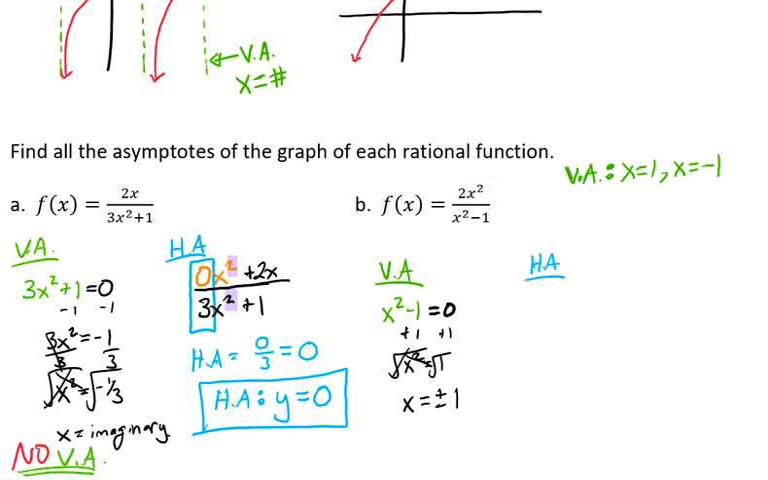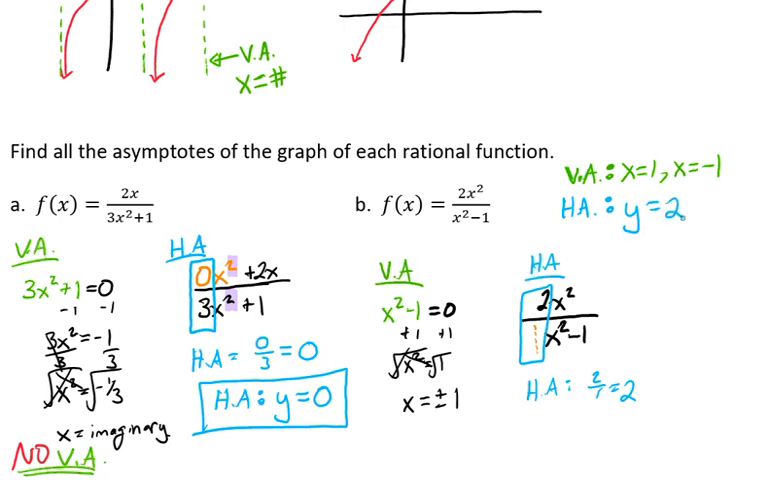So I'm going to have a 2x squared over x squared minus 1. Now remember, in front of that x squared is an imaginary 1, right? So then we're going to go ahead and box these just like that. So we see that our horizontal asymptote is going to be whatever 2 divided by 1 is, which is 2. So our horizontal asymptote is going to be y equals 2.